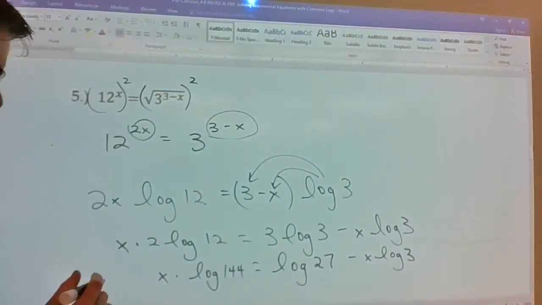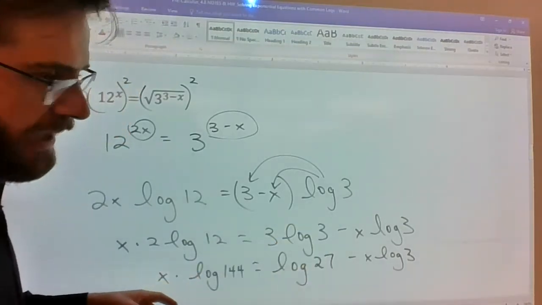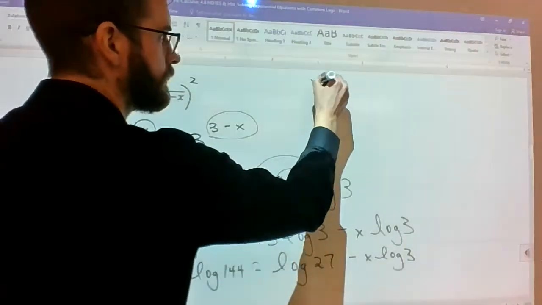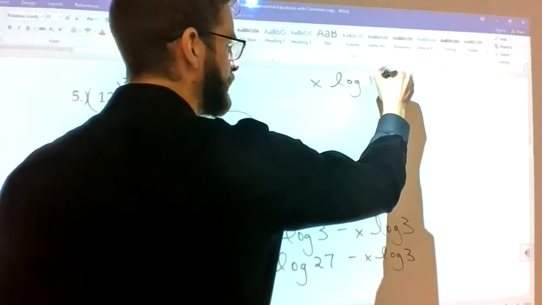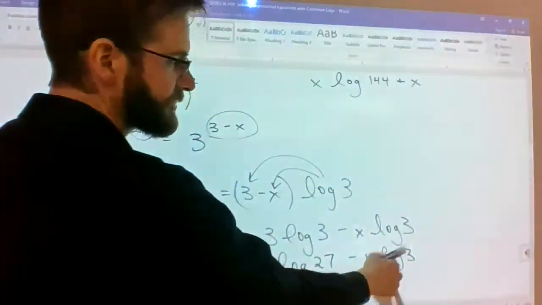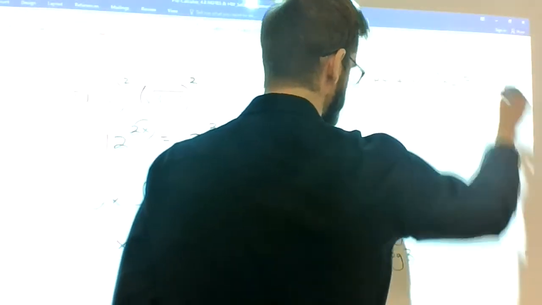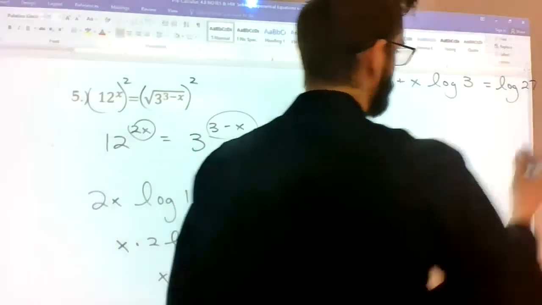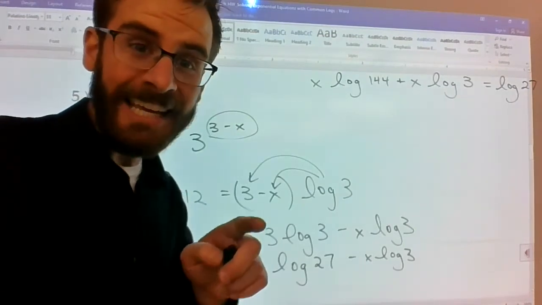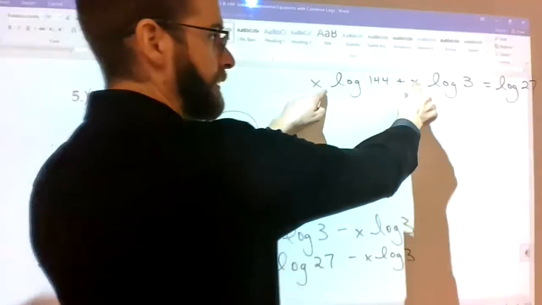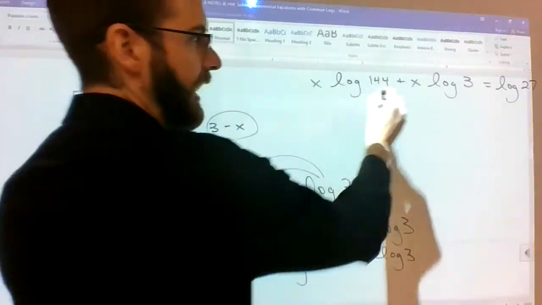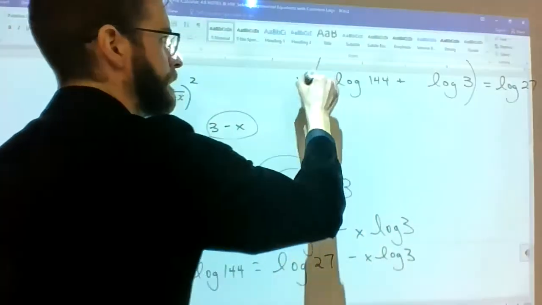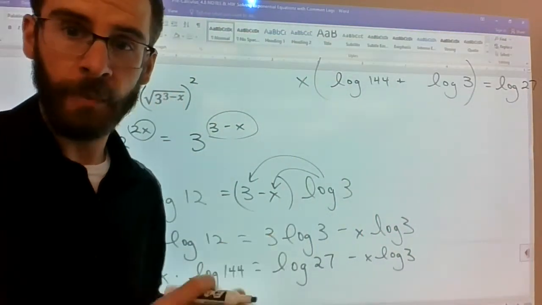So now, I want to get the x's on the same side. So I'm going to add this to the left-hand side. So you've got log 144 plus x log 3 equals log 27. Now, I can factor out an x from these two parts. I can take the x, divide it out here, and we've got that.